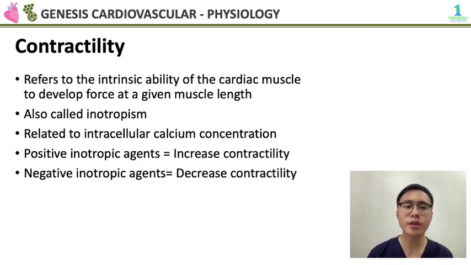So basically, when we say contractility, this refers to the intrinsic ability of the cardiac muscle to develop force at a given muscle length. Basically, this is the same as saying inotropism, and this is related to the level of intracellular calcium concentration, which I will show you later on. So when we say positive inotropy, or if you give a positive inotropic agent, you increase the contractility, and the reverse is true. So when you say negative inotropy or negative inotropic agent, we decrease the contractility.